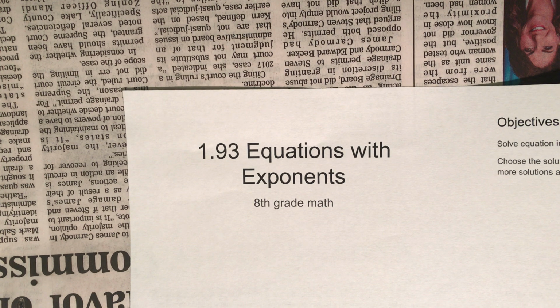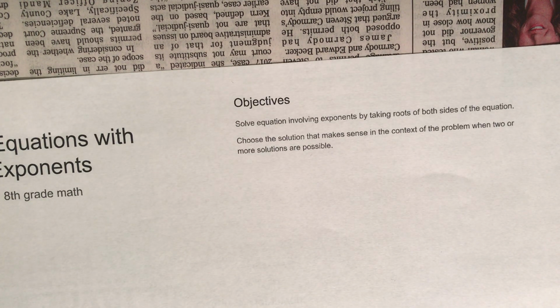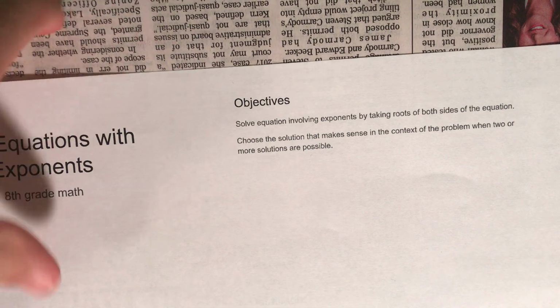1.93 is equations with exponents. Your objectives: solve equations involving exponents by taking roots of both sides of the equation. Exactly what we're going to do. We're going to end up taking square roots today. Choose the solutions that make sense in the context of the problem when two or more solutions are possible. So, that's basically just saying that we might want to check ourselves a little bit to see if it would work with both of them. And we might do that on the first one, maybe. Okay.